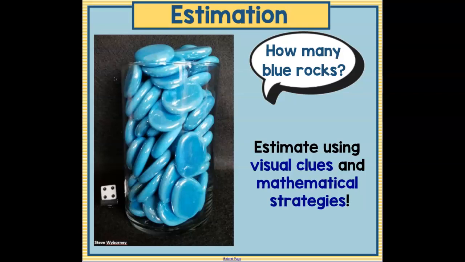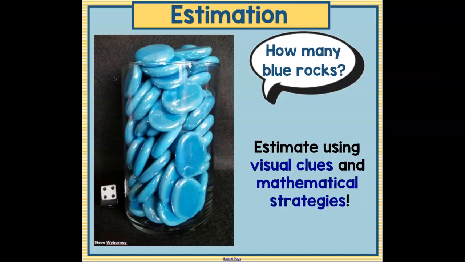Hello, mathematicians. Today we're going to start out with an estimation activity. So your job is to figure out how many blue rocks you think are in that vase or cup. Remember, estimate using the visual clues and the mathematical strategies that we've been talking about. How could you estimate knowing that you can't see all of them?